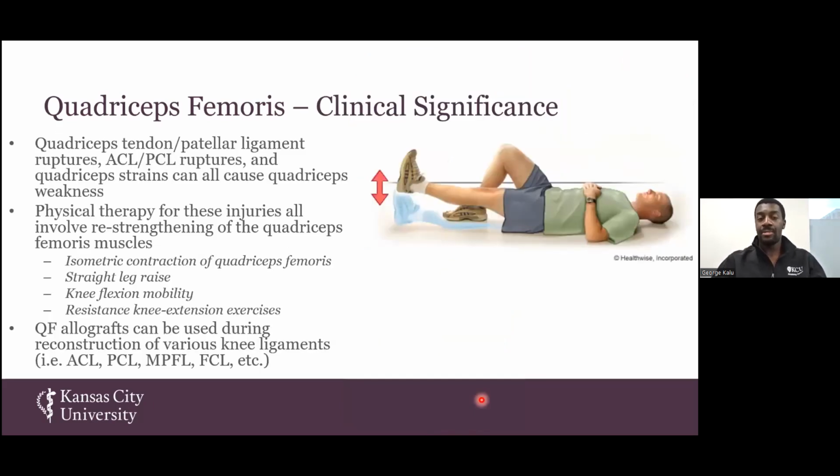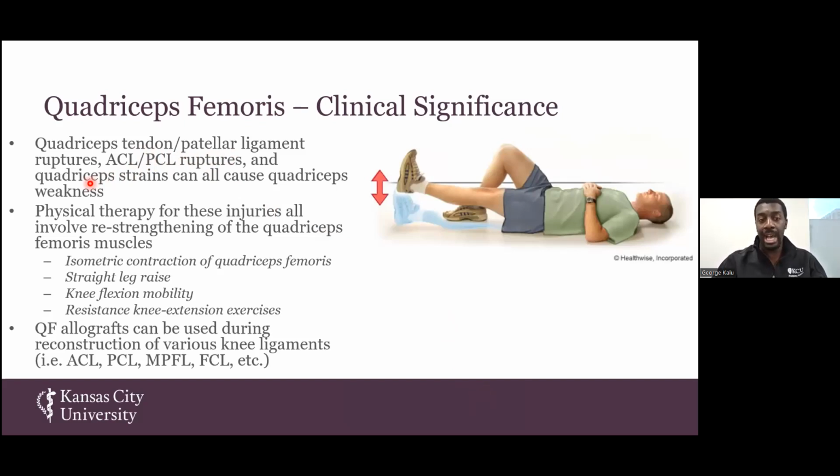So why is the quadriceps femoris so important? This muscle is really important, especially clinically, because with a lot of knee injuries, it's very common for the quadriceps to become weaker. For example, injuries like quadriceps tendon tears, patellar ligament tears, ACL and PCL tears, as well as tearing the quadriceps itself, can all lead to quadriceps weakness.